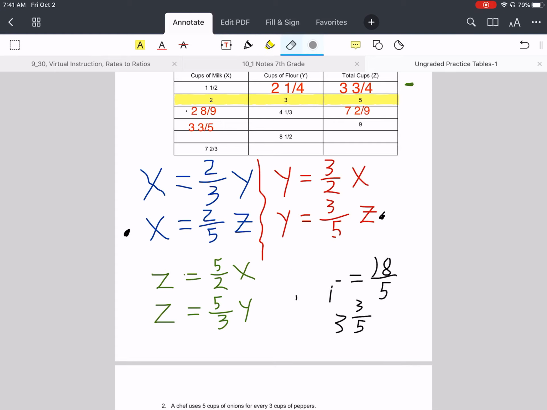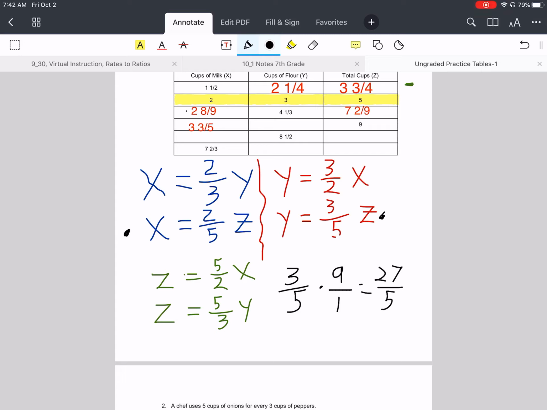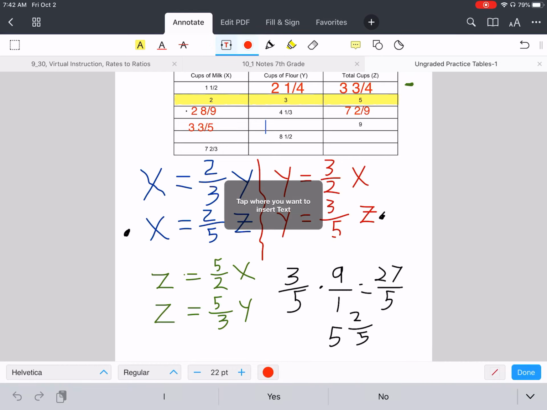And for the y value, it says y equals 3/5 of z. So we're multiplying 3/5 times 9. It's going to equal 27 over 5. 5 goes into 27 5 times. There's 2 left over. We have 5 2/5. Hopefully, you can see that 3 3/5 plus 5 2/5 is equal to 9. So that's a nice way to check that our math is correct.